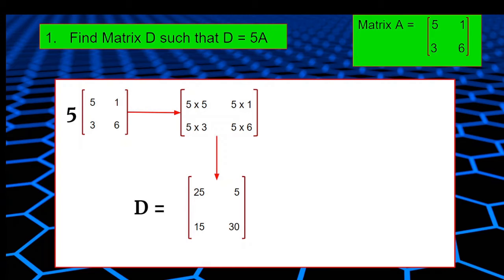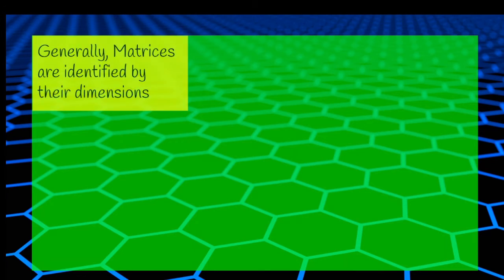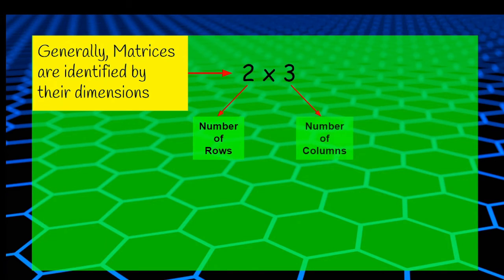Now, generally in matrices, there are some things you should note. The first thing is that matrices are identified by their dimensions. What I mean by this is that when you see a 2 by 3 matrix, usually written as 2 times 3, the number before the multiplication sign represents the number of rows, while the number after the multiplication sign represents the number of columns. So it's written in the row by column format.